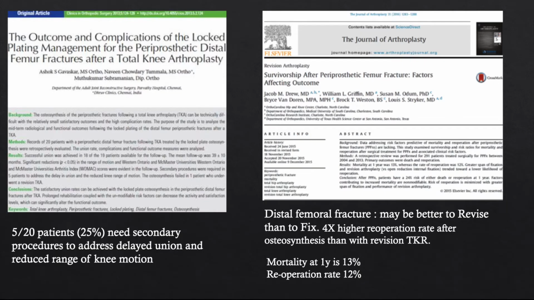We bear in mind too that distal femoral periprosthetic fracture patients, as shown in these papers, have a 4 times higher reoperation rate after trying to fix than revision TKR. And often the mortality at 1 year is quite significant because these are elderly patients. Often once they end up sitting in a wheelchair or losing their mobility after fixation, they have a 1 grade drop in their ambulatory status, and that results in a higher 1 year mortality rate.